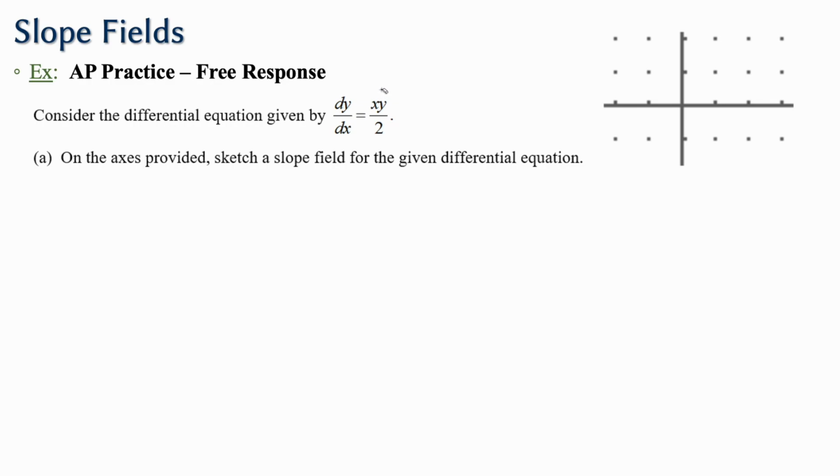Now in our differential equation, because it's xy on the top divided by 2, this fraction will equal 0 whenever x or y is equal to 0. So that means on the x and y axis, I can go ahead and just make horizontal lines for all of those, and those are easy, nice and quick ones I can sketch in. And then of course the rest of them we'll just plug it in. So for every ordered pair, we'll multiply the numbers together and divide by 2.